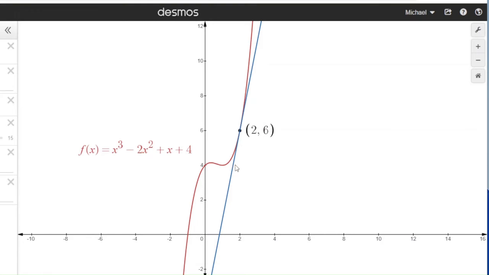Again, the slope of this tangent line is going to be f prime of 2. Notice f of 2 was 6. That's the height of the point right there, up at a height of 6. What is the slope right there? That will be f prime of 2.